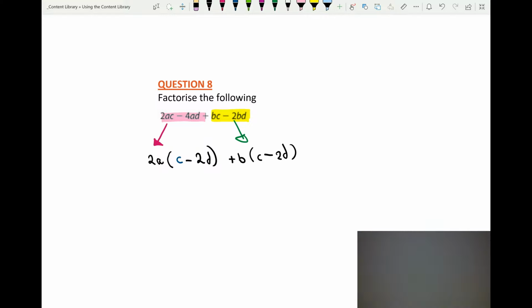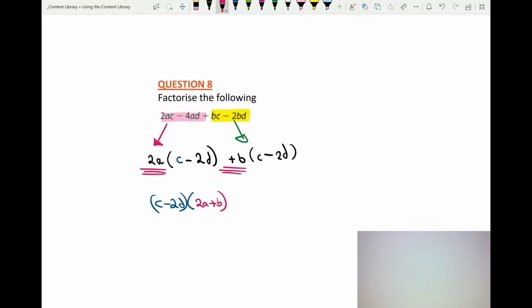To finish it, I take this part, C minus 2D, and then I multiply that by the two that are outside of them, this one and this one. I put them in a bracket on their own. So 2A plus B. And now I have factorized.